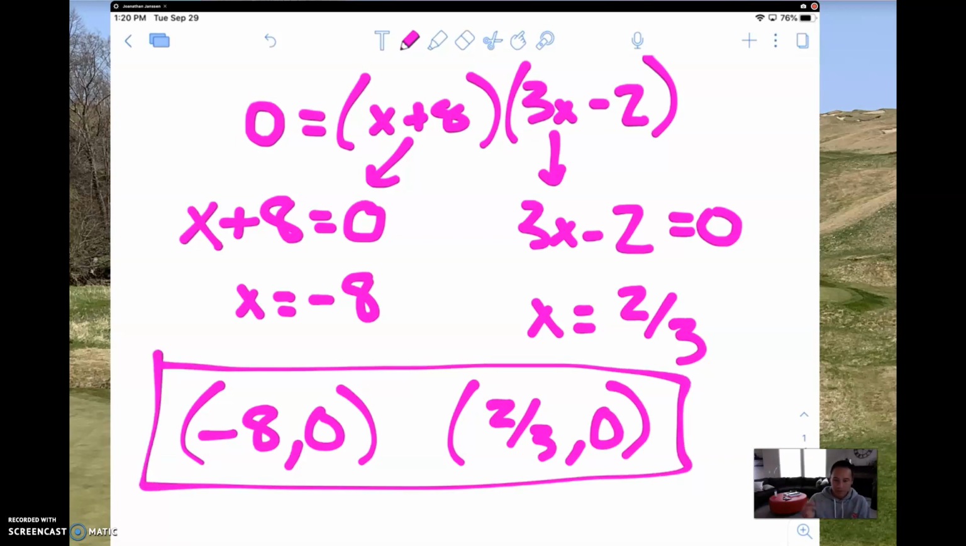So all you have to do, to reiterate, is take each set of parentheses and set them equal to 0, and then just solve each of them separately. And there's your two x-intercepts.